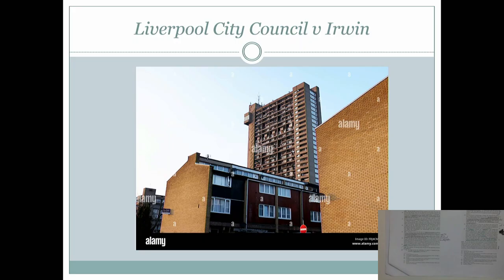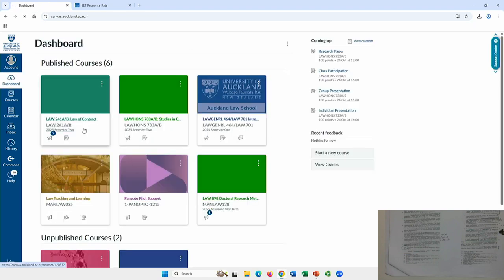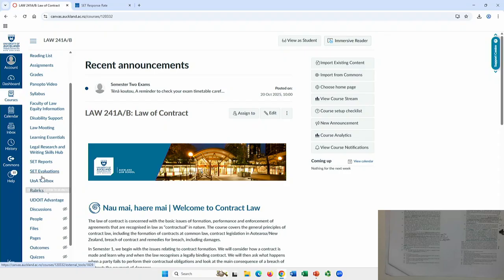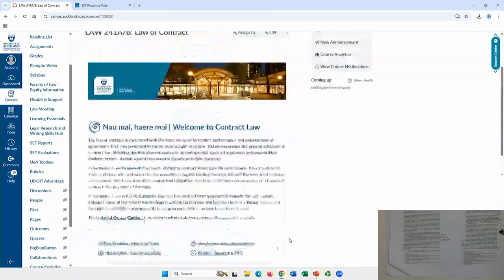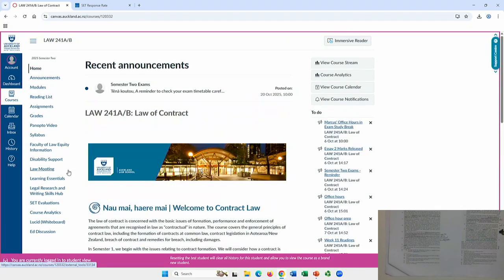Where is it? It's a good question. Let's show you where it is. Law of contract. Oh wait, go to... hopefully you can see the tab there, set evaluations on the side.